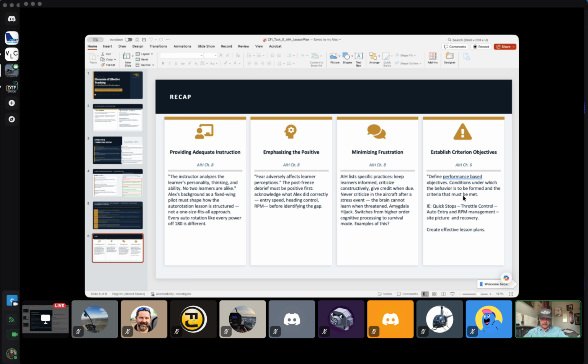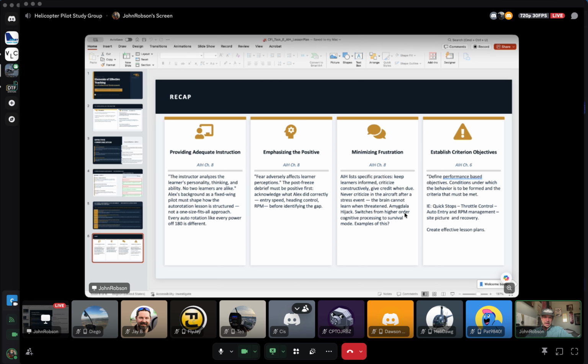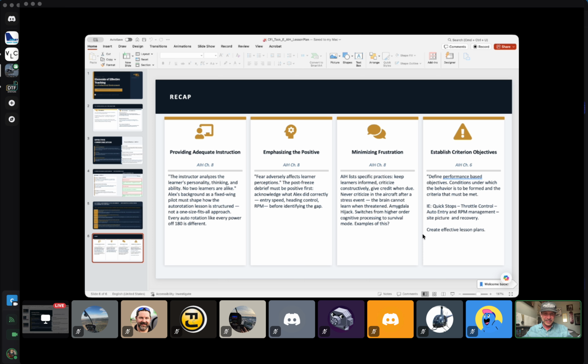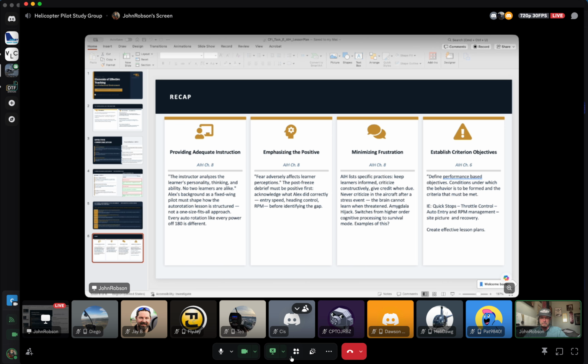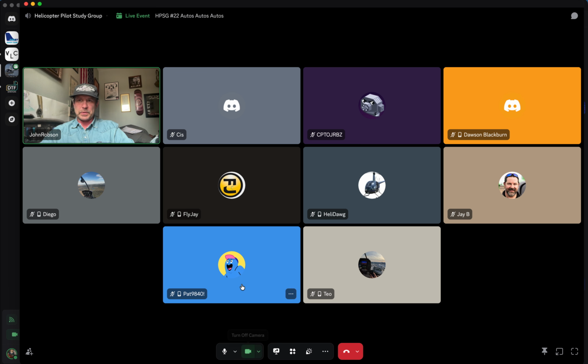And then just a recap. One of the things that I liked was the amygdala hijack. When you criticize somebody, the brain can't really learn while being threatened. You get that amygdala hijack where they switch from higher-order cognitive processing to survival mode. We talked about this in the fixed-wing study group, with some examples. But as a CFI, really try to avoid those scenarios or that type of reaction.